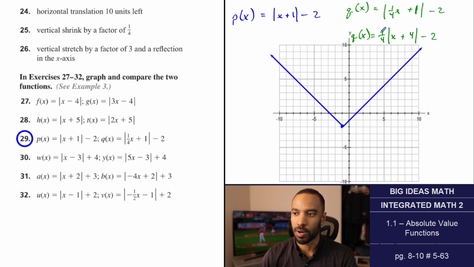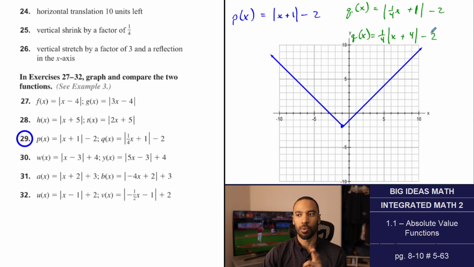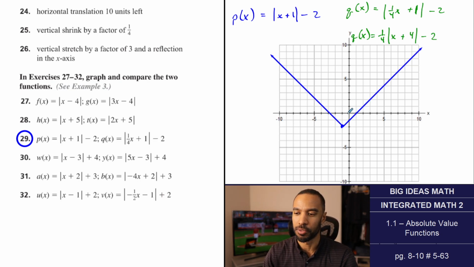Actually, didn't really need to write anything more than that. But this is what we're going to be using like that, so plus 4. Plus 4 does mean 4 units to the left. And then down 2 for k. And the 1/4 is our vertical compression. Up 1/4, like so.